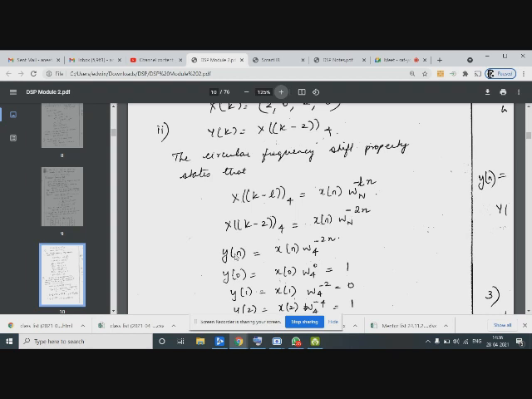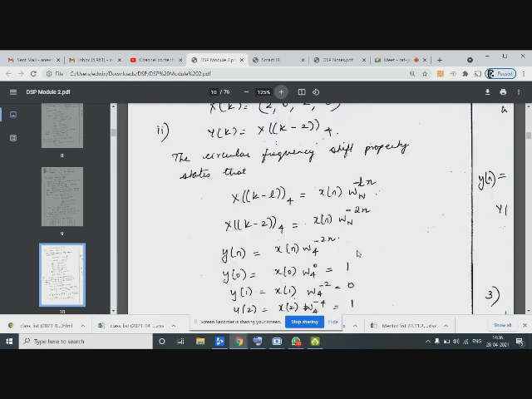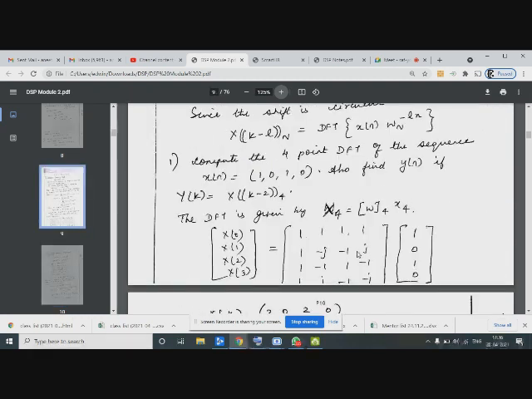X of k minus 2 is given by this. So how will you write y of n? Y of n is nothing but x of n W4 power minus 2 into n. Give different values to that, you will get your y of n. Solve it all of you. I want you all to solve it. Write down the question first.